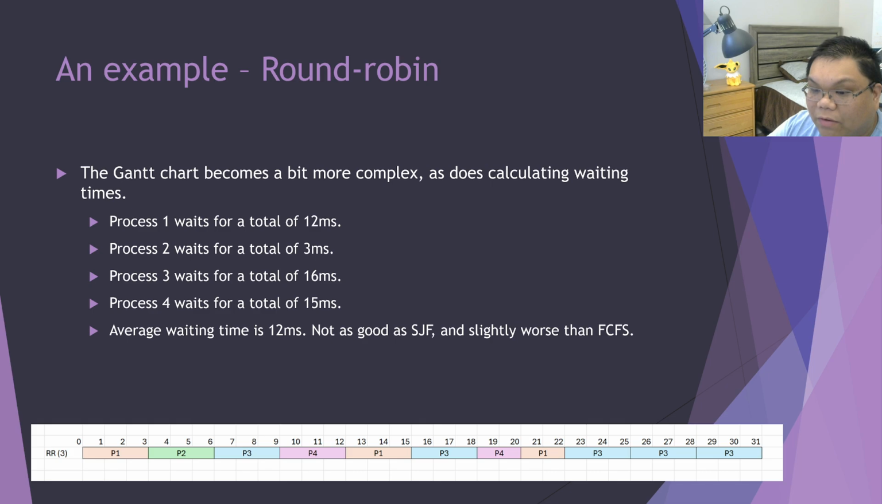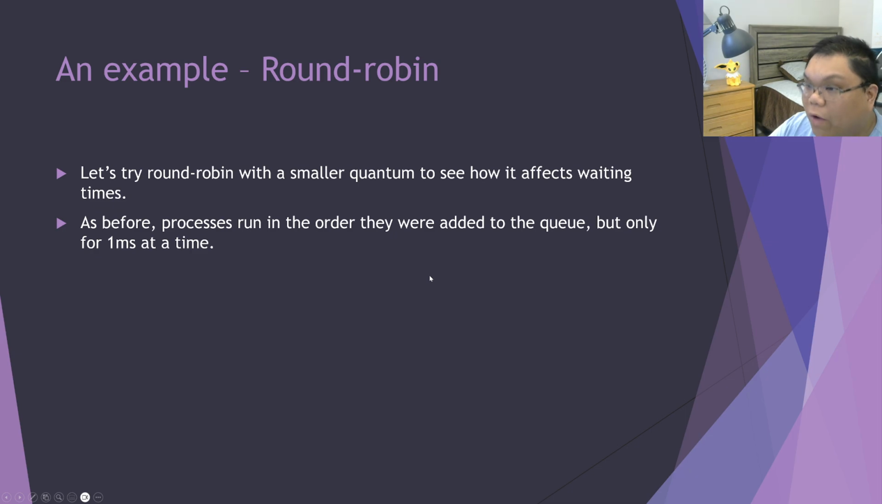So remember, the one thing we can do regarding round robin is we can change that quantum. Let's see how changing the quantum from 3 milliseconds to a different amount would affect waiting time. So we're gonna do this all over again with a quantum of 1 millisecond.